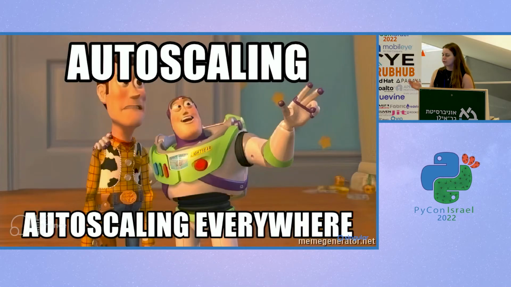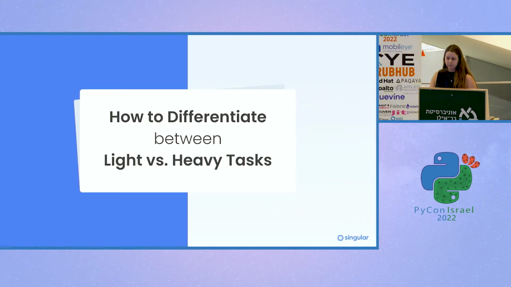Once we've done that, then one of the things we could do is use auto-scaling for the group of light tasks, and we'll speak more about that later on. So how do we do this? How are we going to differentiate between our light tasks and our heavy tasks?